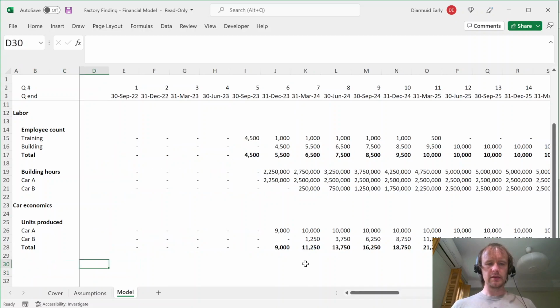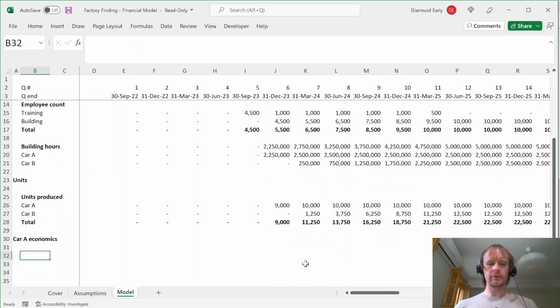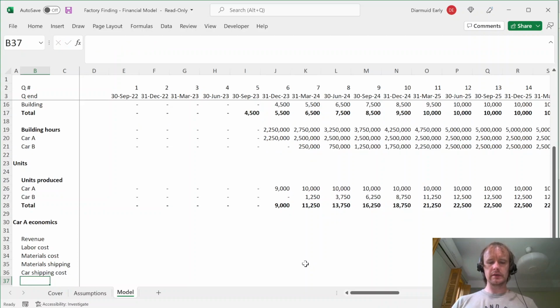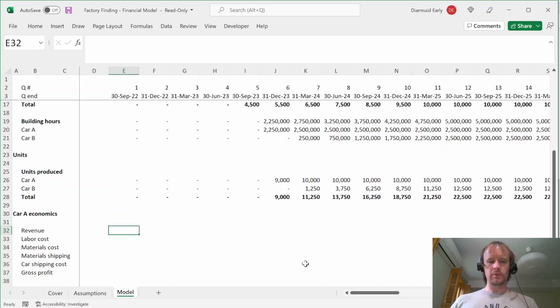So then, let's see, what's the right running order here? So basically from here we can sort of jump to almost anything. Let's just do units, and then we can group it as car A economics. So we've got the units produced, so we're going to be interested in the revenue, in the labor cost, in the materials cost, materials shipping cost. In other words, there's a certain cost to buy the materials, and then there's a certain cost to have the materials sent to us, and then there's the cost of shipping the car out, and then we'll just call it gross profit.